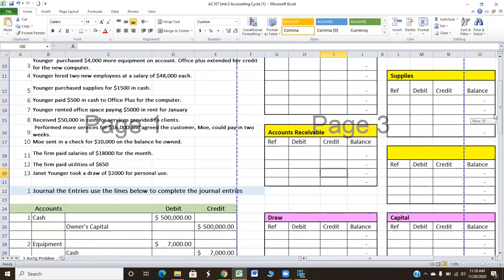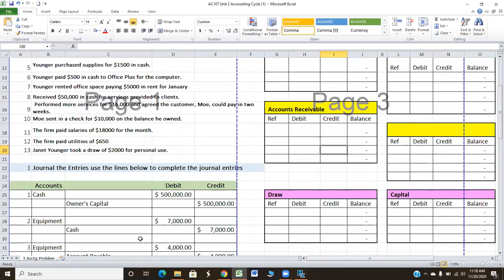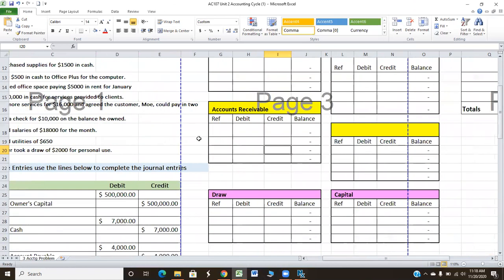So now that we did the journal entries, here's how you update the ledger. The ledger keeps a balance of each account. So it has all the accounts a company has: cash, equipment, supplies, accounts receivable. It takes everything that happened to these accounts in the journal entries and gets one total balance for them.